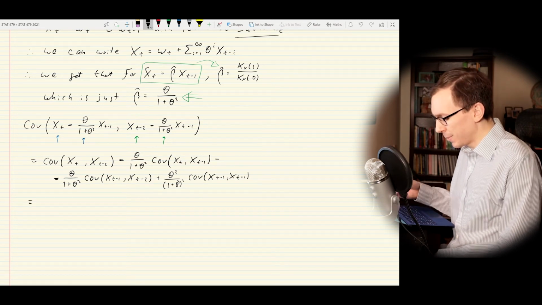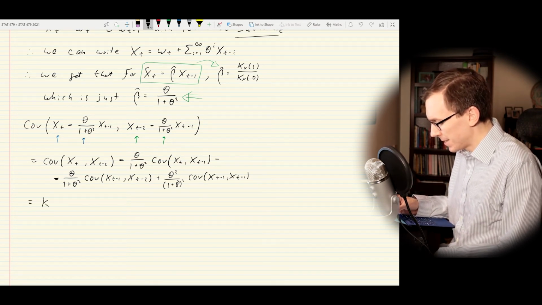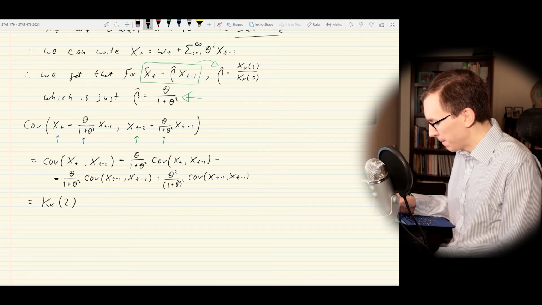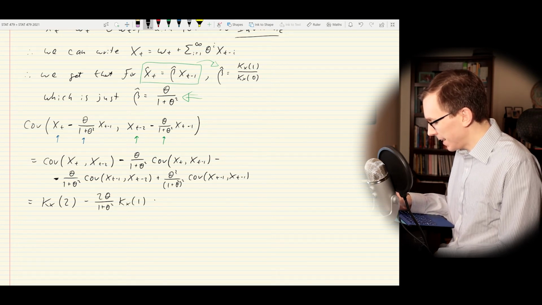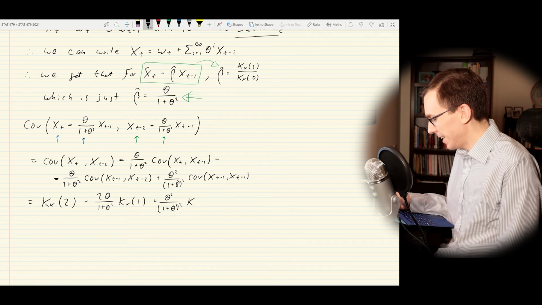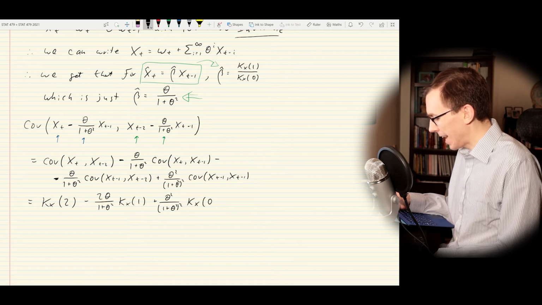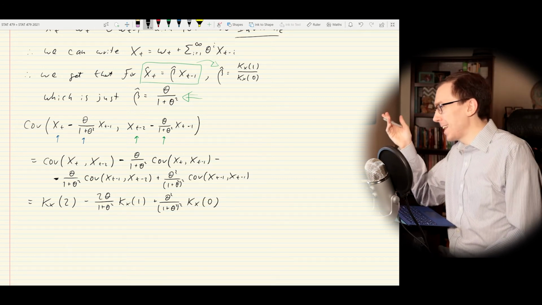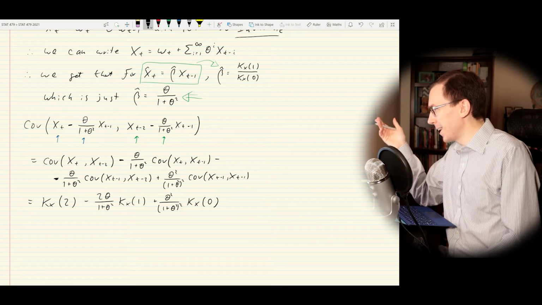What in the world is this? Well, we can replace these with a bunch of k's because it's stationary. So we get a k at lag 2. We get a 2 theta over 1 plus theta squared at lag 1. And we get a theta squared over 1 plus theta squared, all squared, and a k autocovariance at lag 0. All right, so now we've got 3 things going on here. What in the world is that?